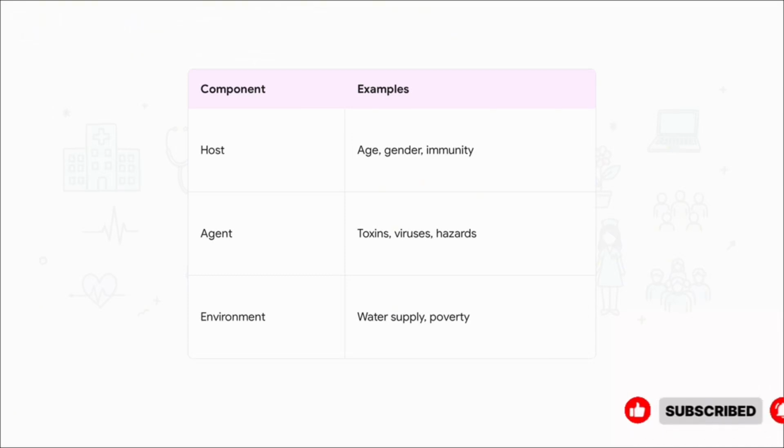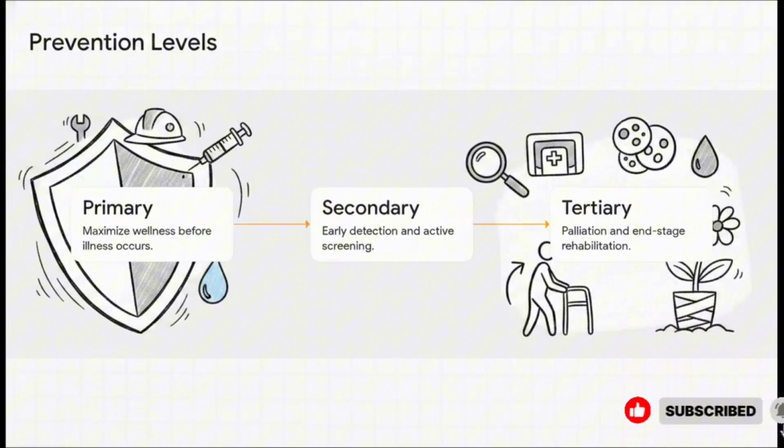The host involves factors like age, gender, and someone's baseline immunity. The agent could be an infectious virus, a chemical toxin, or even a physical hazard. And the environment? That covers physical things like water and food supply, but also the social environment, things like poverty, workplace hazards, and basic access to healthcare. By figuring out exactly how these three corners interact, community nurses can pinpoint the perfect spot to intervene. And how exactly do they structure those interventions? Through the three levels of prevention.